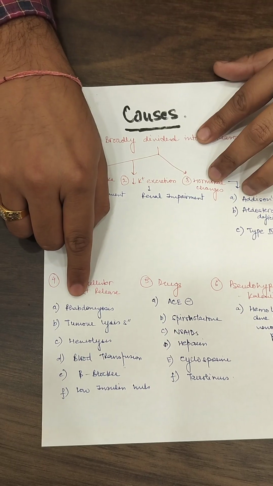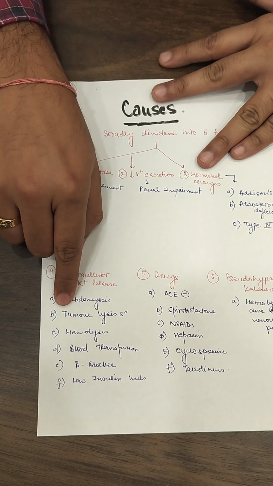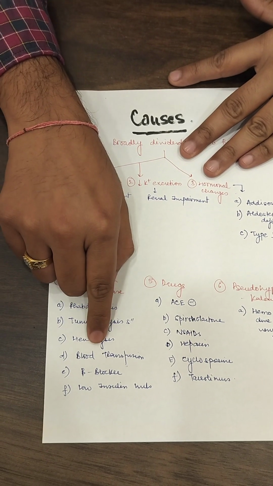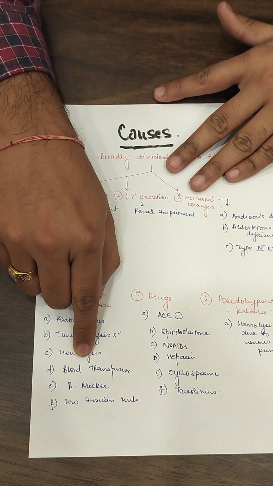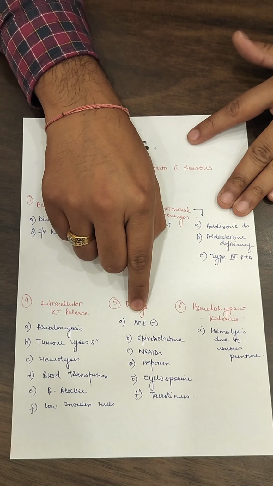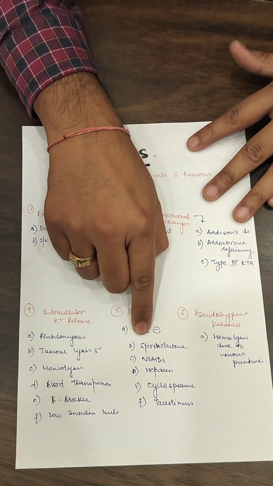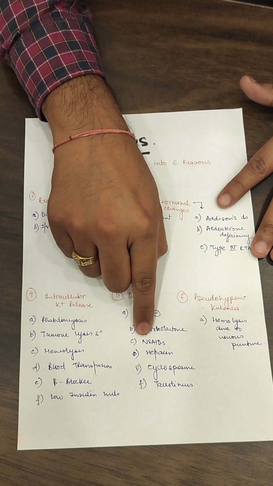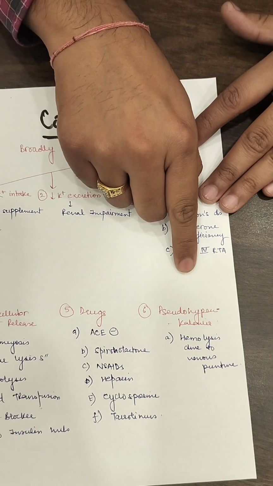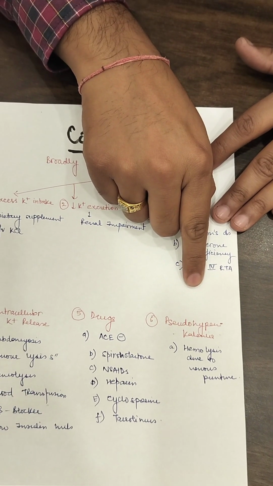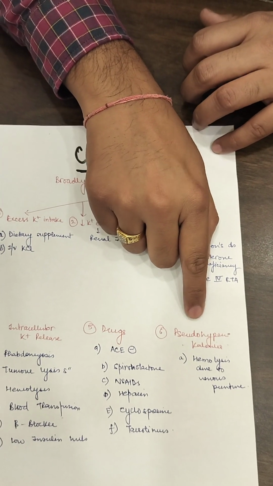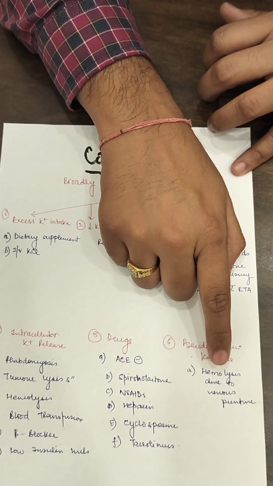It occurs due to rhabdomyolysis, that is muscle breakdown, tumor lysis syndrome, hemolysis, that is RBC breakdown, and due to beta blockers and low insulin level. And fifth reason is drugs like ACE inhibitors, potassium sparing diuretics like spironolactone, non-steroidal anti-inflammatory drugs, heparin, cyclosporin, and tacrolimus. Sixth is pseudo-hyperkalemia. That is when the actual potassium level is not so high, but is elevated due to some error like hemolysis due to venipuncture.